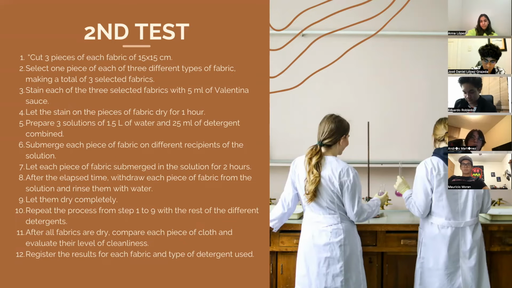Then let the stain on the pieces of fabric dry for 1 hour. Prepare 3 solutions of 1.5 liters of water and 25 milliliters of detergent combined. Then submerge each piece of fabric in different recipients of the solution. Let each piece of fabric stay submerged in the solution for 2 hours. After the elapsed time, withdraw each piece of fabric from the solution and then rinse them with water.